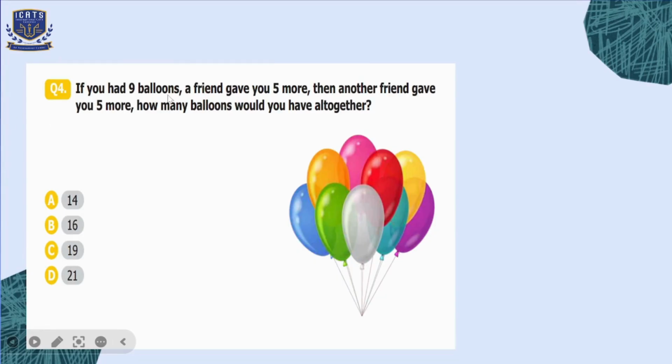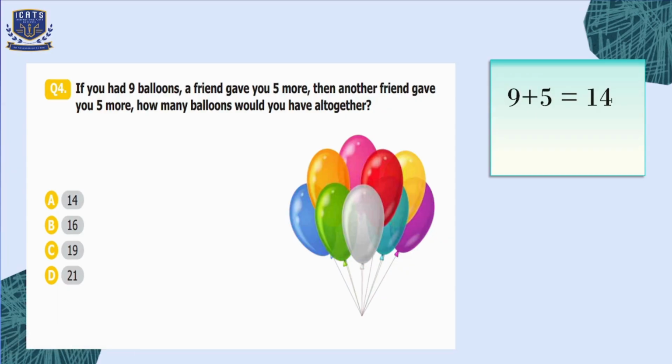Question number 4, if you had 9 balloons and a friend gave you 5 more, then another friend gave you 5 more, how many balloons would you have altogether? So if I had 9 balloons in the start and my friend gave me 5 more, so 9 plus 5, the total is 14 now. And then another friend gave me 5 more, so I am going to add 5 to 14, so the total is 19. So option C is the correct option here.